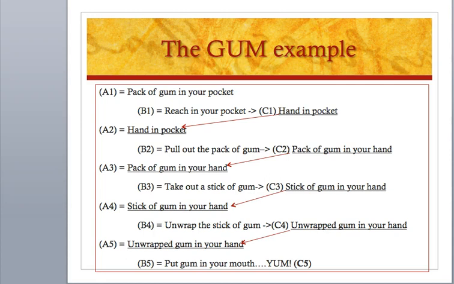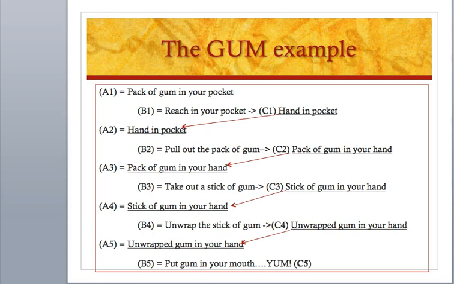Now you have the pack of gum in your hand. The pack of gum in your hand becomes the antecedent for behavior 3. So you now take out a stick of gum, and you have a stick of gum in your hand. So A3 leads to B3 leads to C3. A stick of gum in your hand, which was consequence 3 for behavior 3, now becomes the antecedent for the next behavior. You have a stick of gum in your hand, A4, so you now unwrap the stick of gum, which is B4, and now you have an unwrapped piece of gum in your hand, which is C4, and C4 becomes the prompt for the next ABC sequence, A5.